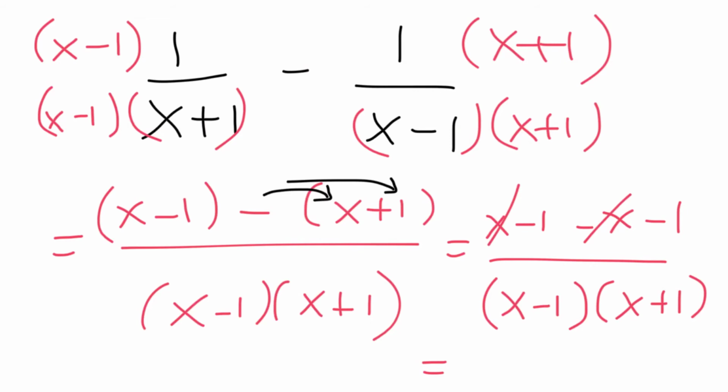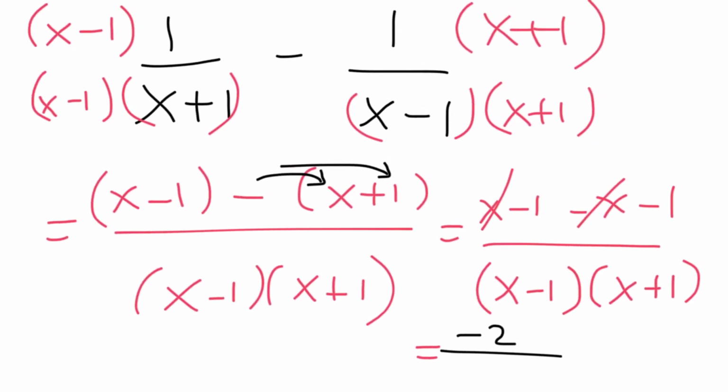So the answer actually here, I'm just going to write it now as minus 2 divided by x minus 1, x plus 1. You can multiply the denominator if you want. Multiply them: x squared minus 1. Can you leave it like this? You can leave it like this. Yeah, you can also leave it like this if you want.